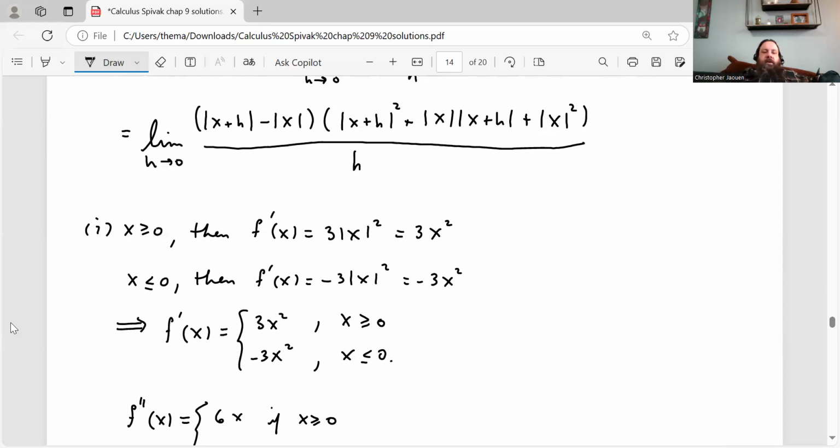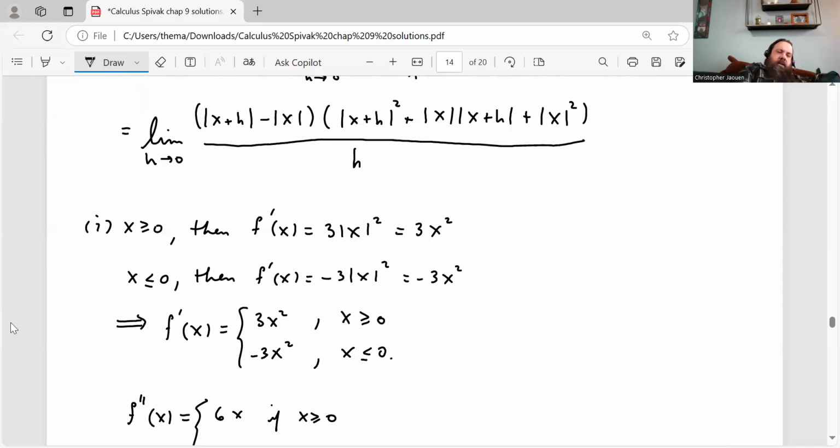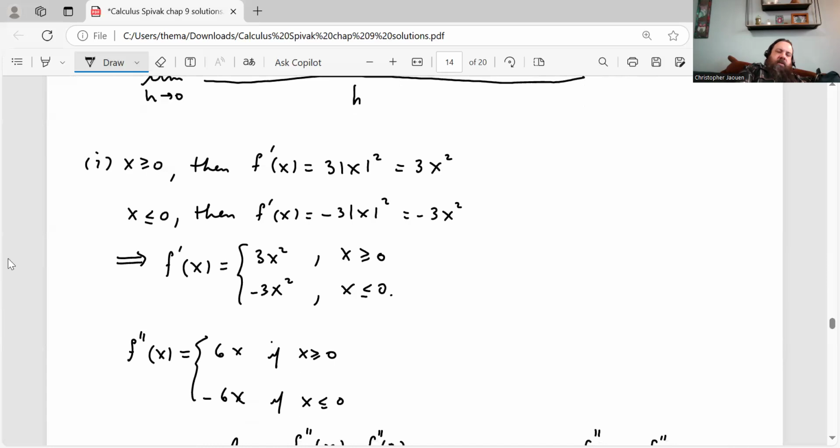If x is greater than or equal to 0, then f prime of x equals 3 times the absolute value of x squared, which is equal to 3x squared. And if x is less than or equal to 0, then f prime of x equals -3 times absolute value of x squared, which is minus 3x squared. So you get the derivative written in this piecewise fashion here. And then, you could just keep going.